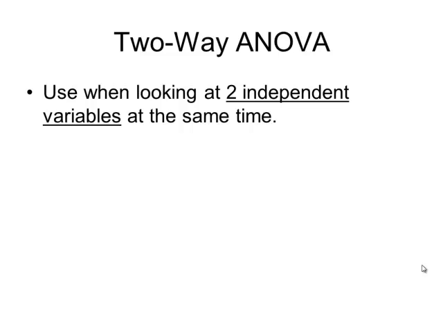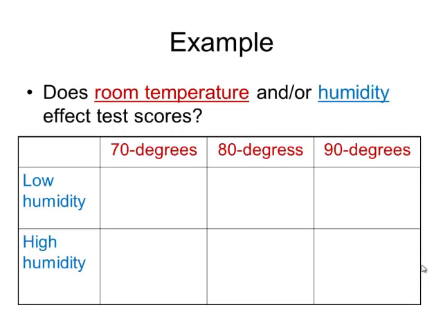Up to this point, we've only looked at one independent variable at a time. But there are some situations where you might think that there are two variables that impact a dependent variable simultaneously. So for one example, you might ask a question: does room temperature and/or humidity affect test scores?